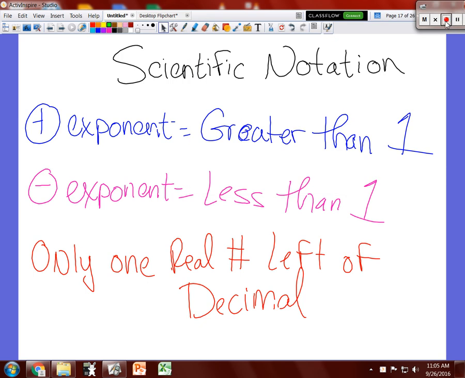So real quick, just running through scientific notation, these are the three rules. Really two of them kind of go together, like 1A and 1B, and then there's a rule that you can't break. So when we're talking about scientific notation, there's really two ways to look at it.